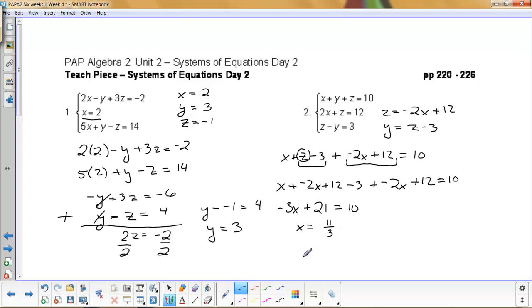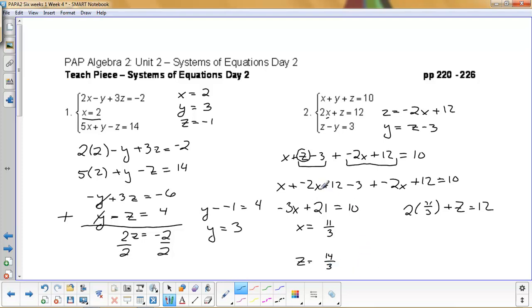I'll go back into one of the problems and I will solve for the other variable. The easiest one to work from right now is that one. So I'm going to substitute 11/3 into 2x plus z equals 12. In solving that equation for z, you get z equals 14 over 3.